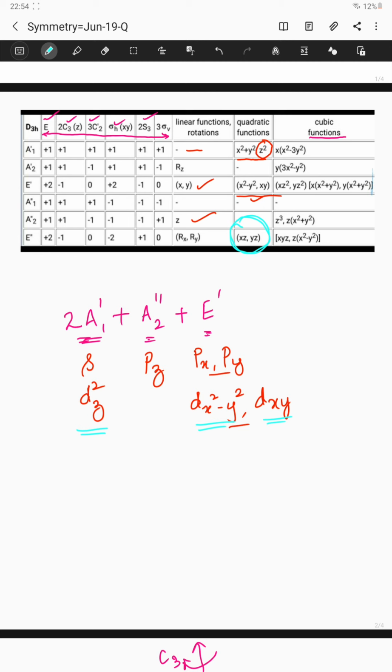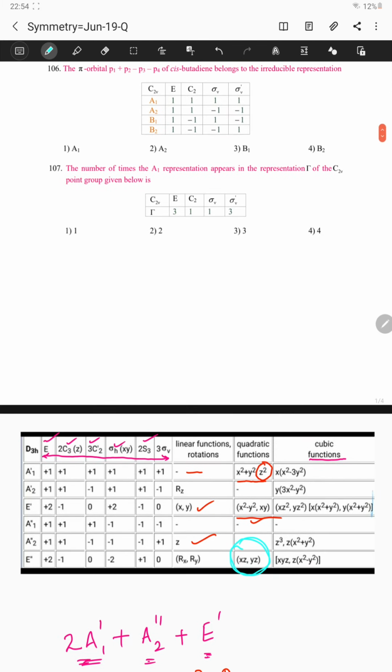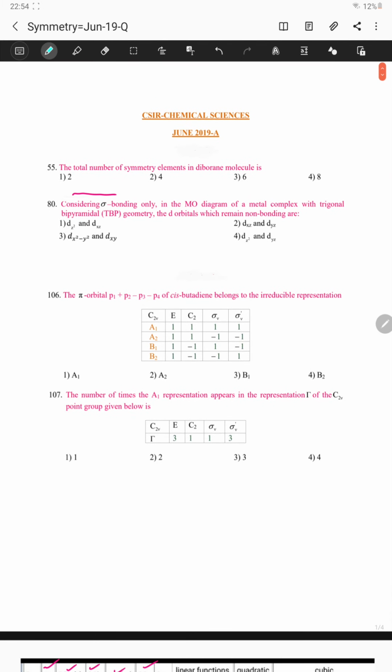It means the ligands that are involved, they are not pi bonding ligands, they are only sigma bonding ligands. So the answer must be dxz and dyz are non-bonding. Since dz square, dx square minus y square and dxy can participate in bonding, xz and yz must be non-bonding. So here we can see the option second must be the answer. dxz and dyz are non-bonding.